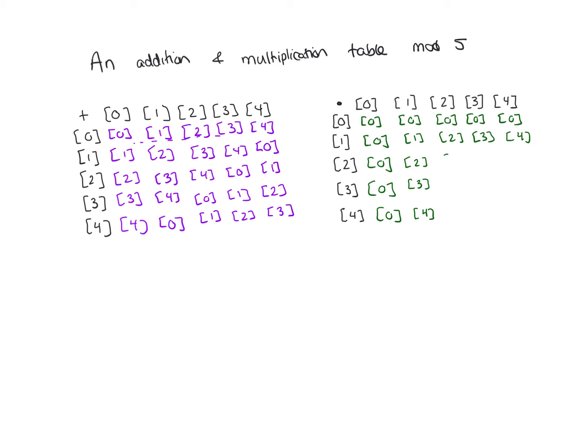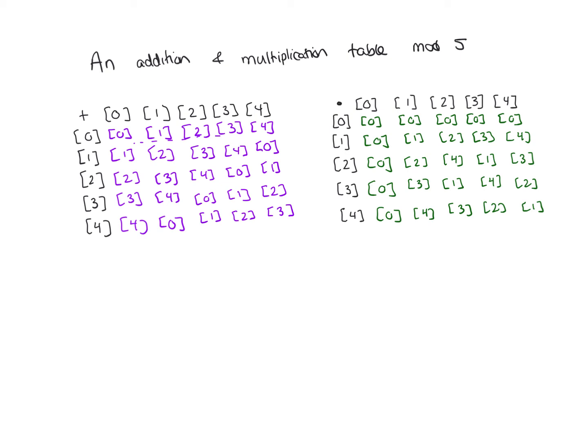2 times 2 is 4. Put that in. 2 times 3 is 6. 6 is 1 mod 5. 2 times 4 is 8. 8 is 3 mod 5. Symmetry. So I'll go ahead and fill this guy in. 3 times 3 is 9. 9 is 4 mod 5. 3 times 4 is 12. 12 is 2 mod 5. Symmetry. And 4 times 4 is 16, which is just 1 mod 5.